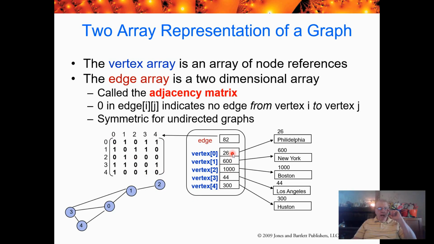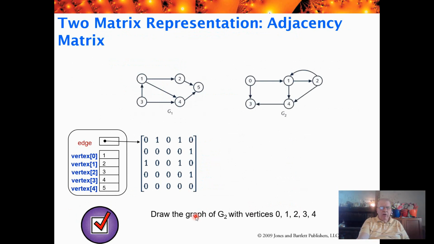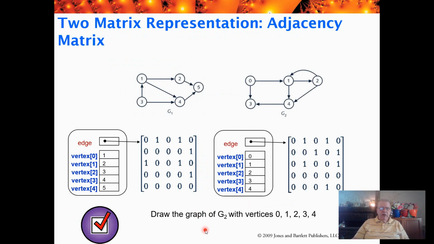Now, oftentimes we have this data structure here, which points to, in the heap, the actual object that we're referring to. So here's an adjacency matrix of that graph, and we're asked to draw another one. There's the adjacency matrix of the second graph.